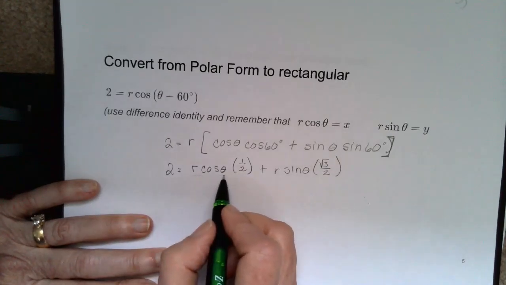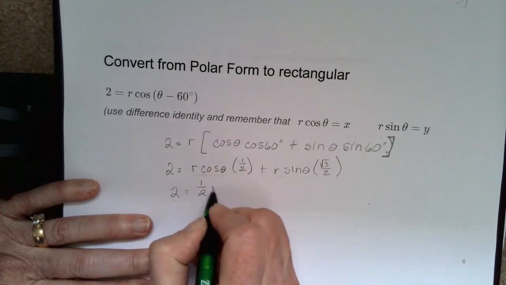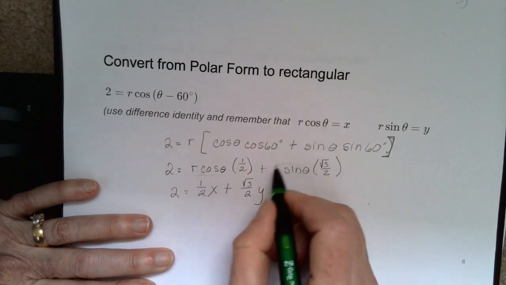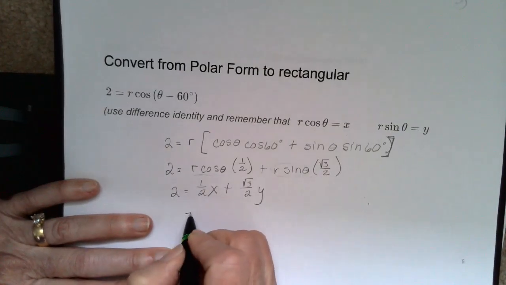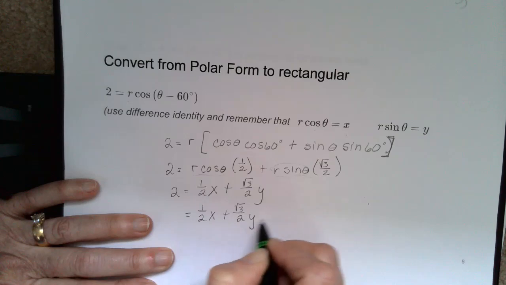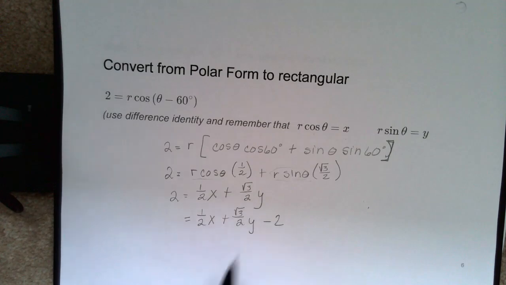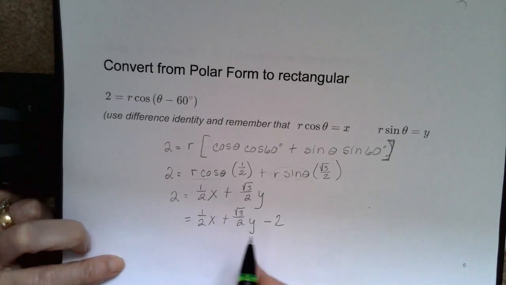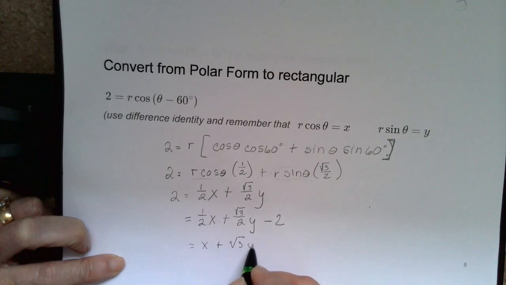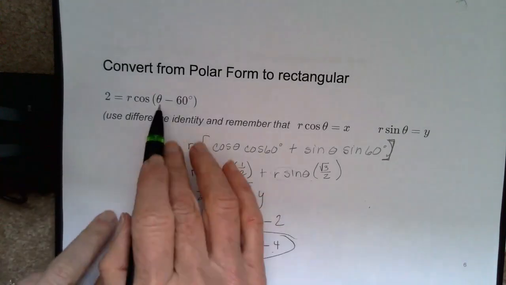All right, so notice right here, this is equal to x, this is equal to r. So I can rewrite it like this: 1/2 x plus the square root of 3 over 2 y, because this is equal to y. Now, I would need to bring the 2 over, so I have 1/2 x plus the square root of 3 over 2 y minus 2. But that is not in rectangular form because I can't have a fraction. So I'm going to multiply the whole thing by 2 to get rid of the fraction. So I have x plus the square root of 3 y minus 4. And that would be the rectangular form of that polar form.